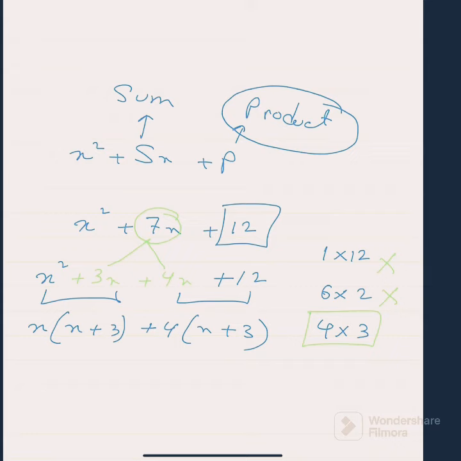If you have a look at this line, we can see that x plus 3 can be taken common from this line. So we are left with x plus 4. And that is the end of our quadratic equations.